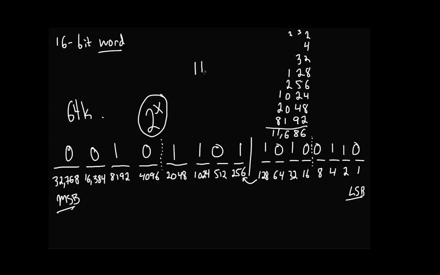So this binary of 0010, 1101, 1010, 0110 is 11,686. And it's pretty time consuming to do such a large number. But knowing how to do it, that's the goal. And that's the goal, I guess I should say.